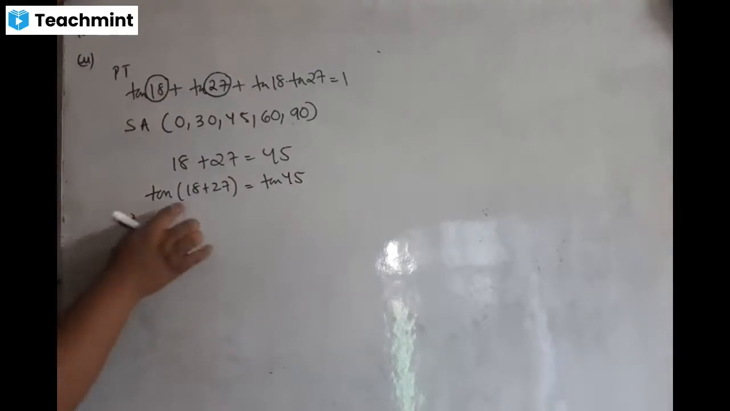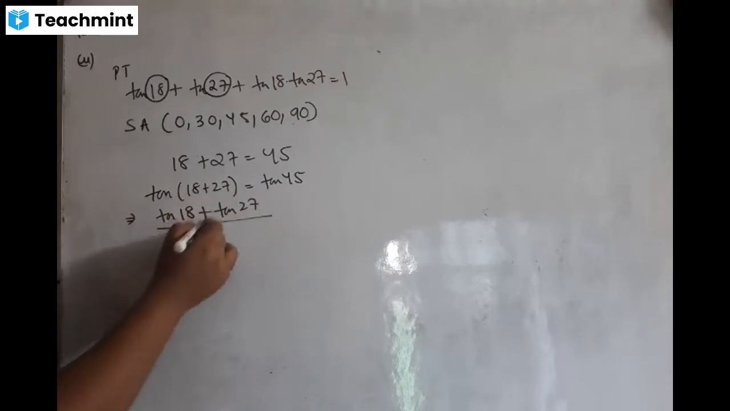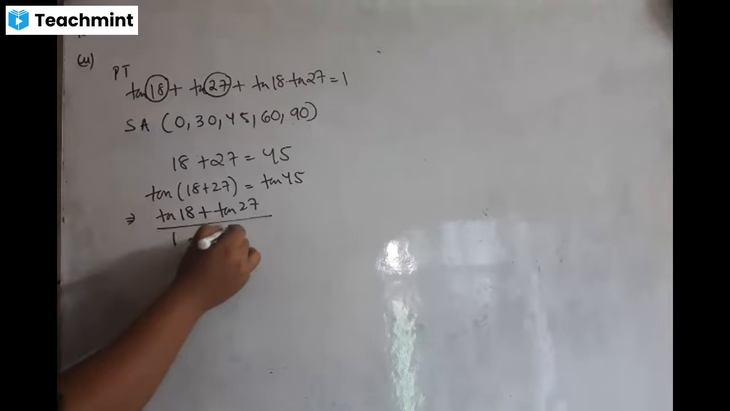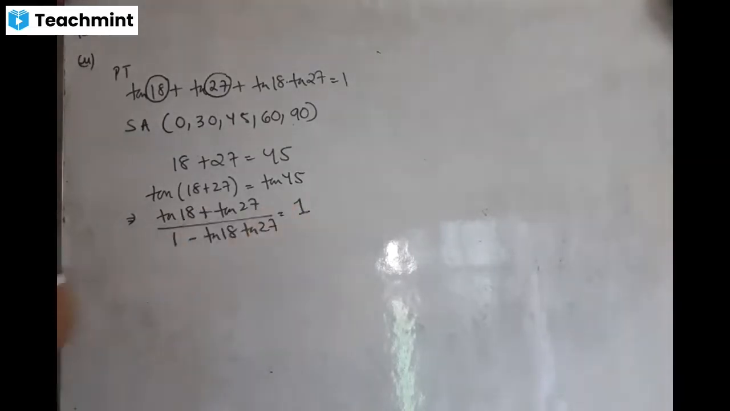Now, Anushya, what is the formula for tan of A plus B? This is A, this is B. Tan A plus tan B divided by 1 minus tan A into tan B, since this is plus. And what is tan 45? You studied it in Class 10, it is 1.